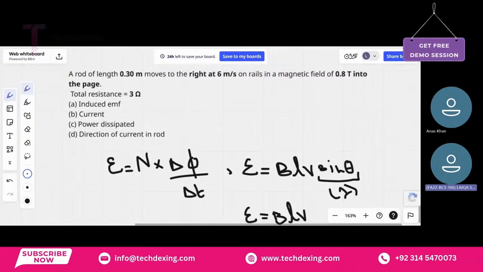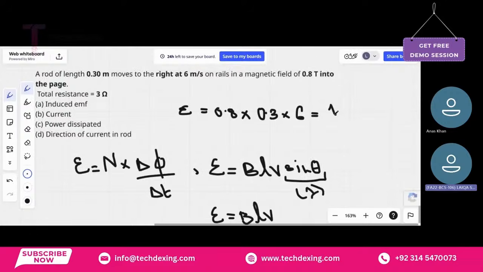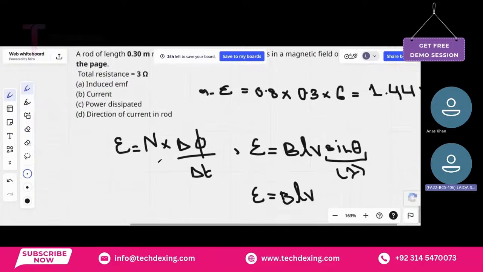Now we will simply substitute the values. Epsilon equals B is 0.8 times L is 0.3 times V is 6. What would be the answer? We will get 1.44. And what's the unit? The unit is volts. Okay, very good. That's part A. Now in part B, we have to find the current.